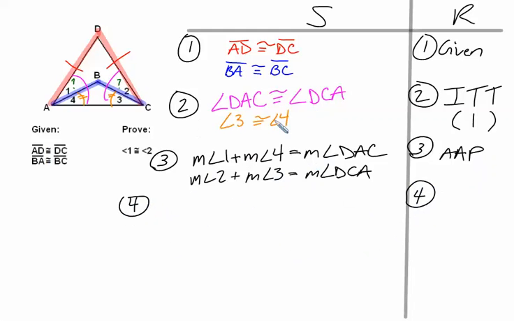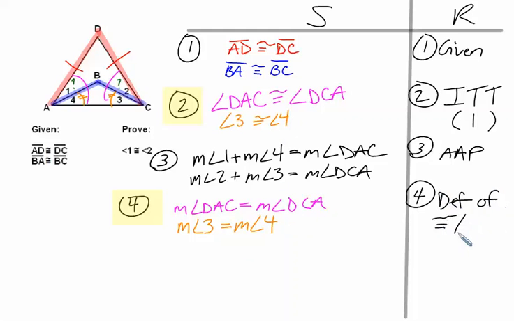Now, before we can substitute, we have to take step 2 and change it from the angles being congruent to their measures being equal. So we'll be able to say the measure of angle 3 is equal to the measure of angle 4, and the measure of angle DAC is equal to the measure of angle DCA. The reason we know that if the angles are congruent, their measures are equal is the definition of congruent angles. Step 5. Now that we've said that, we can substitute.